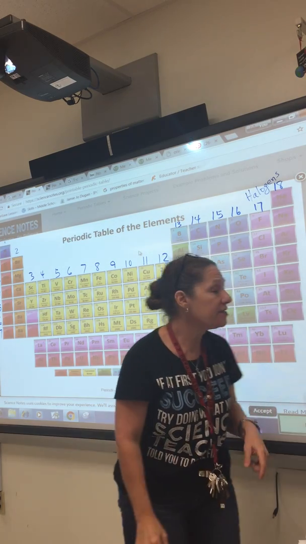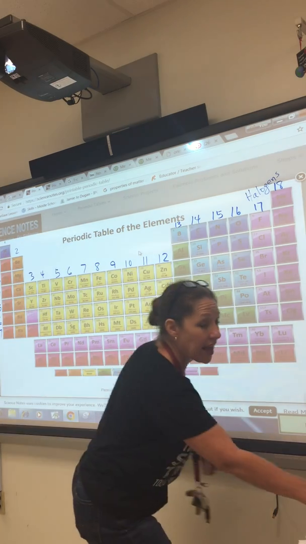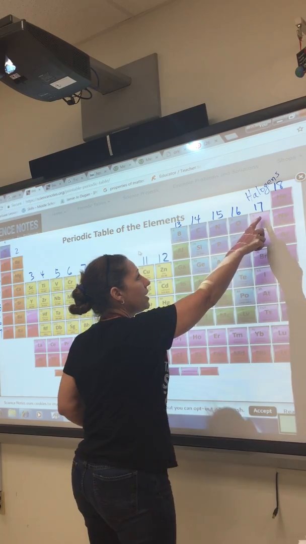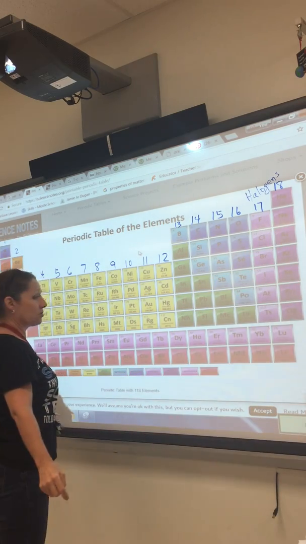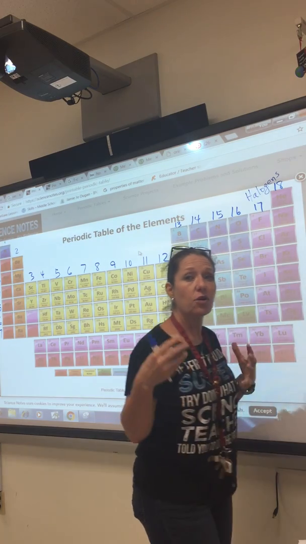The other side of the table is our alkali metals, right here. They're highly reactive. They only have 1 valence electron. So we want to get to that rule of 8, so you'll find this group will combine with this group. Okay? All right, so we're working with our electrons. Let's go through a few things.